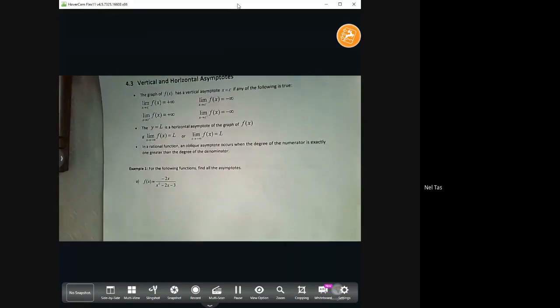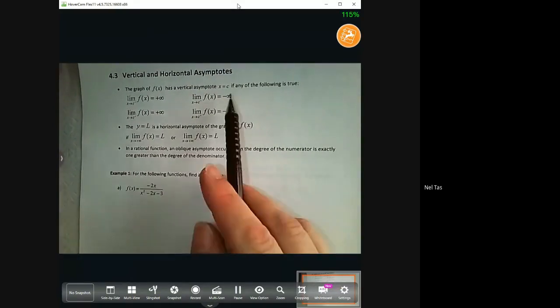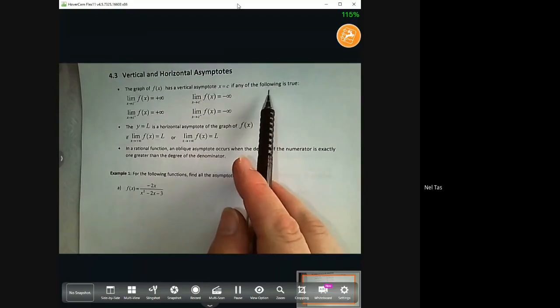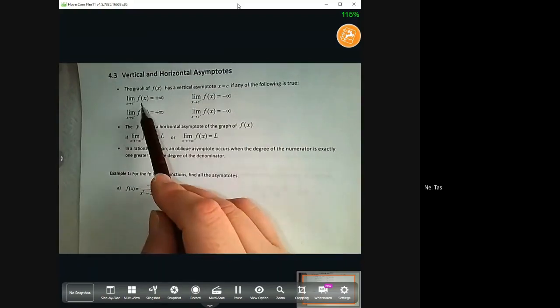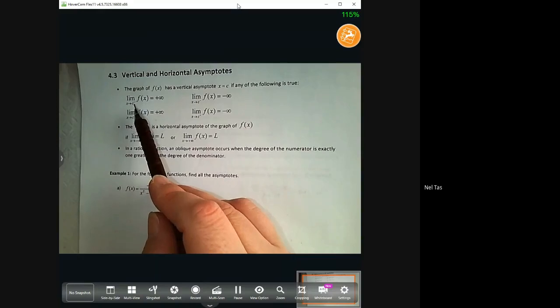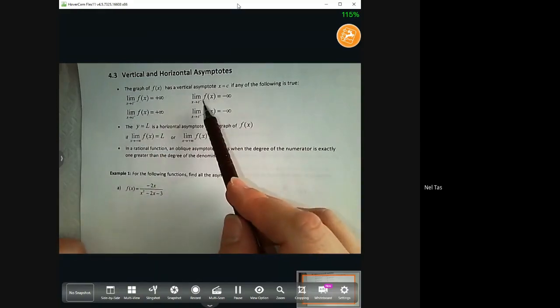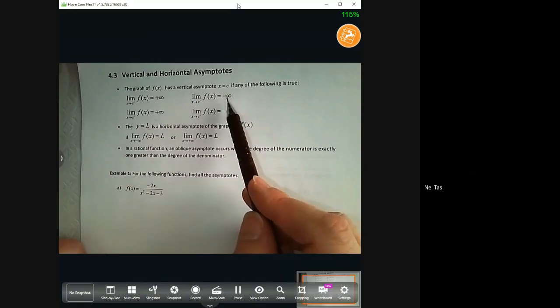4.3 vertical and horizontal asymptotes. The graph of f of x has a vertical asymptote at x equals c if any of the following is true. So the limit of f of x as x approaches c from the left is positive infinity, or the limit of f of x as x approaches c from the left is negative infinity. So positive or negative infinity.